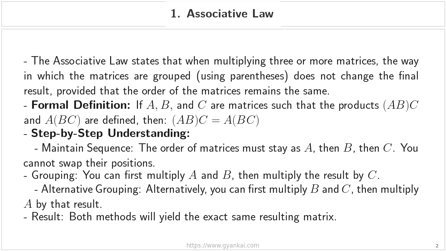Regarding the grouping, you have two options. You can first multiply matrix A and matrix B, and then multiply that resulting matrix by matrix C. Alternatively, you can change the grouping and first multiply matrix B and matrix C, and then multiply matrix A by that result. The key takeaway here is that both of these methods will yield the exact same resulting matrix. To see this in action, we will walk through a concrete numerical example in the next slide.